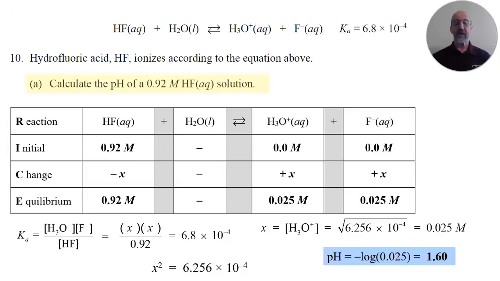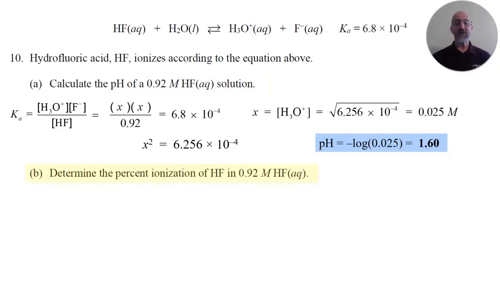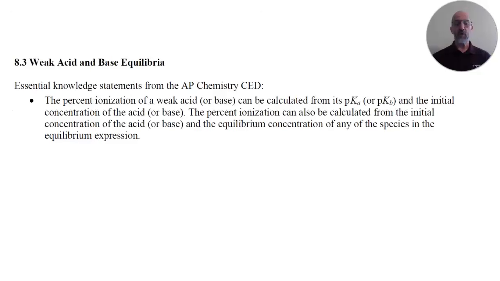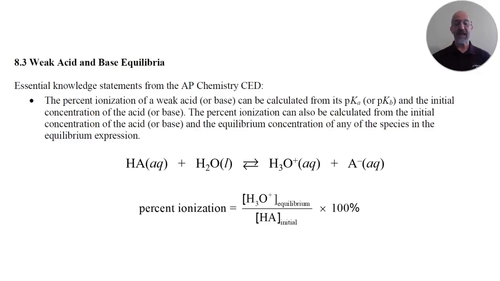And I think that using a RICE table, as I have shown you in this question, can help you keep track of all of the information. Let's go ahead and move on to part B, which is to determine the percent ionization of HF in a 0.92 molar solution of HF. So what's that ratio for the percent ionization of a weak acid? Well, for the generic acid, it would be concentration of hydronium divided by the initial concentration of HA times 100.